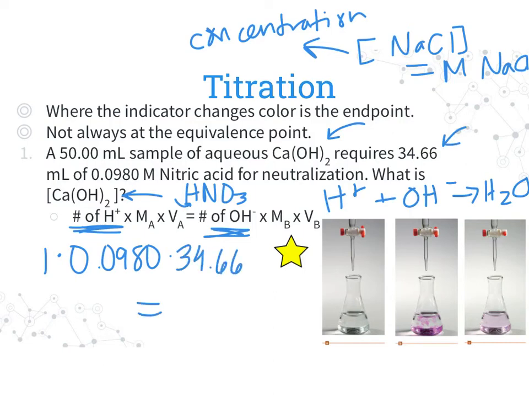It's going to be equal to the number of OH's, and we see here that we have 2 OH's, times the molarity of the base, which we don't know, which will be X, times the volume of the base, which was the 50 milliliters. And then it's just a normal algebra problem. We're going to solve for X. So the only difference between this and a dilution is that you have to look to see if there's more than one OH or more than one H, you'll have to multiply that side by that many.